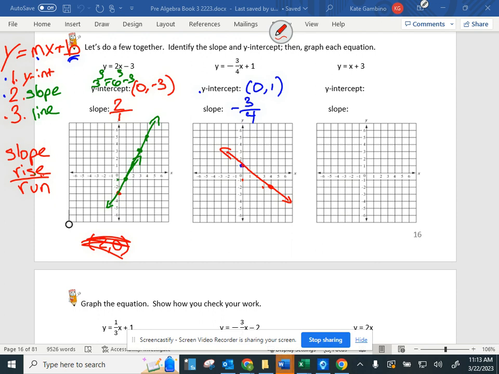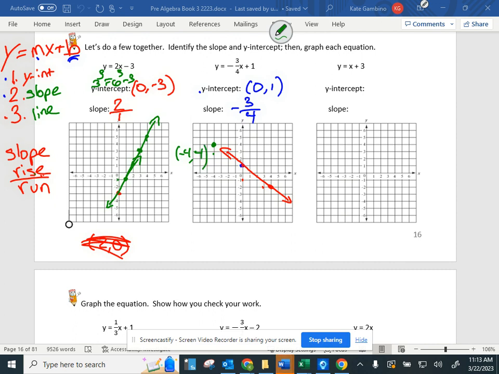If I'm going to check my answer, I want to find another point on my line using that slope. I'm running out of room going down, so I'm going to do the opposite, going up. 1, 2, 3, 4, 1, 2, 3. I know that another point on my line is going to be -4, 4.